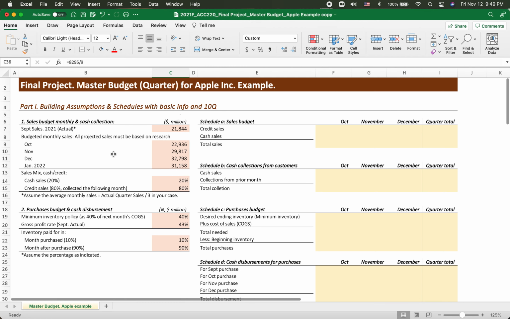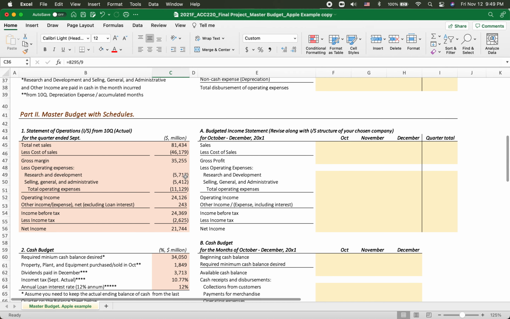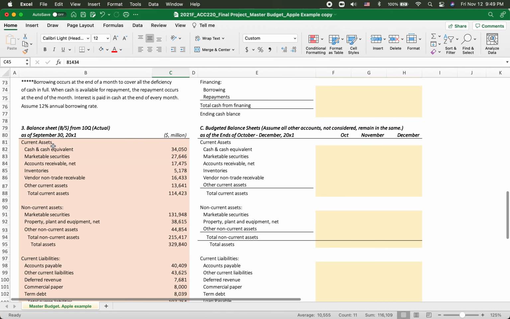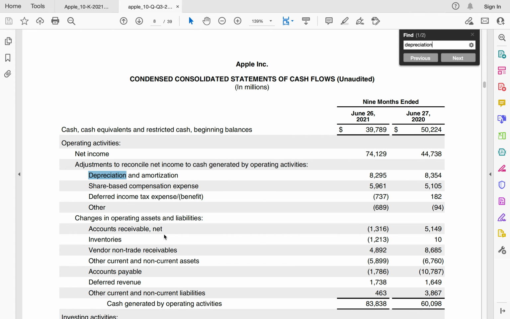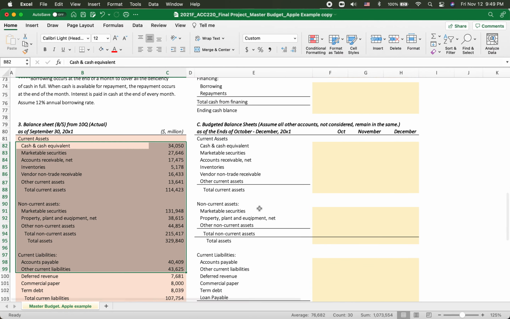Okay, once I build this part 1 assumption part and collect all the financial statements from the 10Q in actual for the last quarter, and the balance sheet as well from the 10Q here, then let's get started.